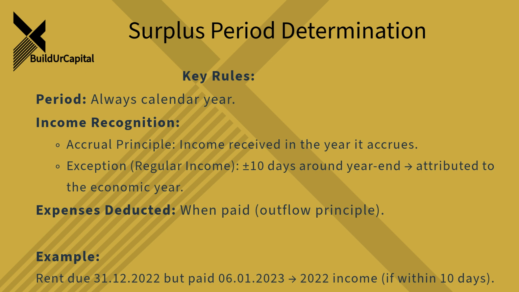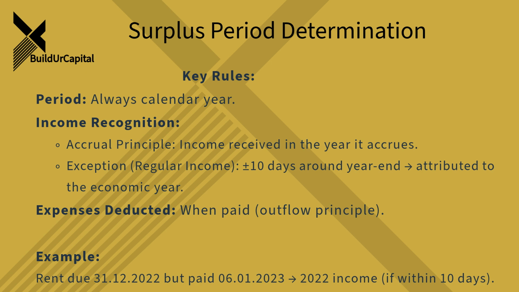Exactly. If the income is actually received within a short period, specifically 10 days before the end of the year it belongs to, or 10 days after the start of the next year, it still gets attributed back to the year it economically belongs to. Let's use the rent example. December 2022, rent is due December 31st. If I get it on, say, January 6, 2023. That's within 10 days after the year ended, so it's still counted as 2022 income.